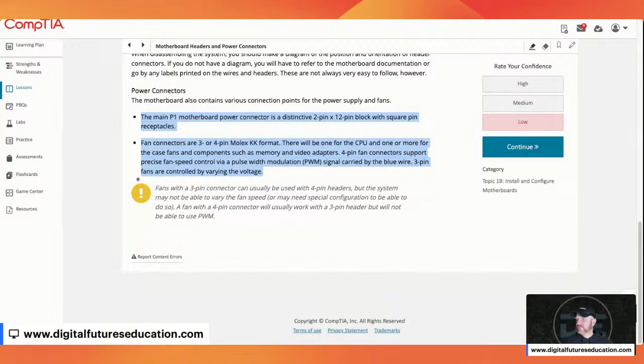There will be one for the CPU and one more for the case fans, such as for memory and video adapters. 4-pin fan connectors support precise fan speed control via a pulse width modulation signal carried by the blue wire. 3-pin fans are controlled by varying the voltage.